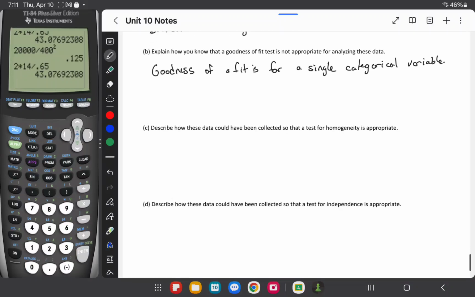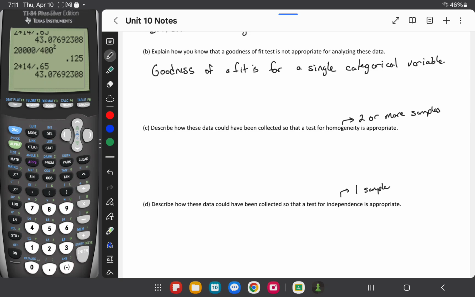What about homogeneity and independence? Well, both of these are used for two categorical variables. So as far as variables go, we're good with them. So how do we know when to use one or the other? Well, that depends on how the data was collected. So in part C and D, we're going to describe how the data could have been collected so that each of those two tests were appropriate. Keep in mind, in order for it to be a test for homogeneity, it has to come from two or more samples. It cannot come from a single sample. Whereas for independence, this has to come from a single sample, cannot come from multiple.